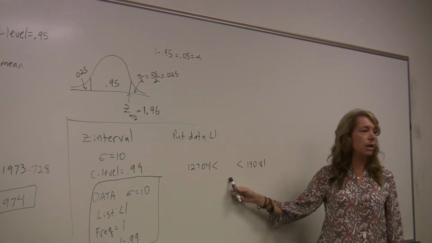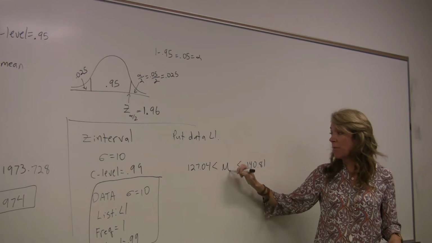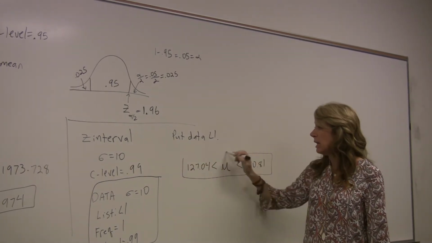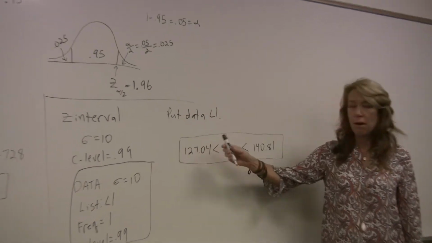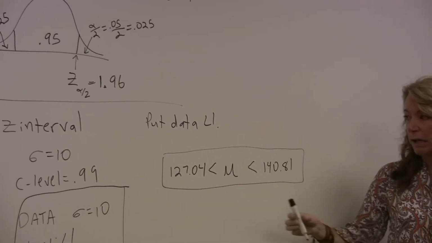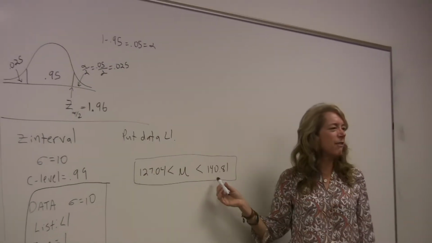What goes in between here? Mu. Remember, we're estimating the population mean. So we know that the mean blood pressure for this person, of all the people, if all medical students kept taking this person's blood pressure, they'd get really irritated. But eventually, the mean would be somewhere between 127 and 140.